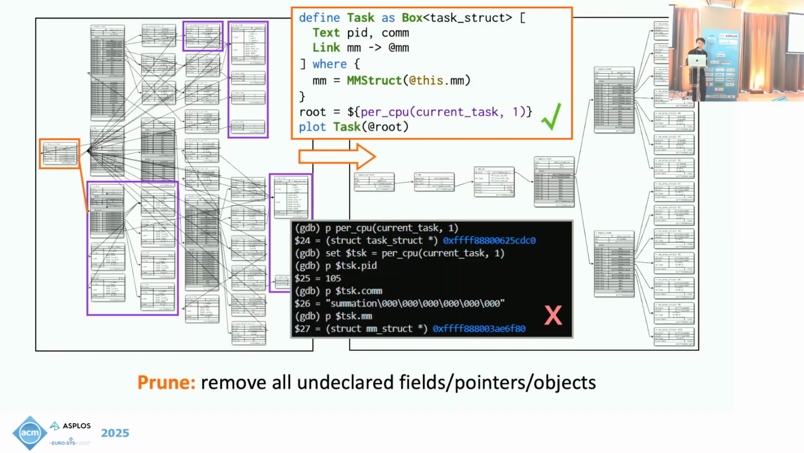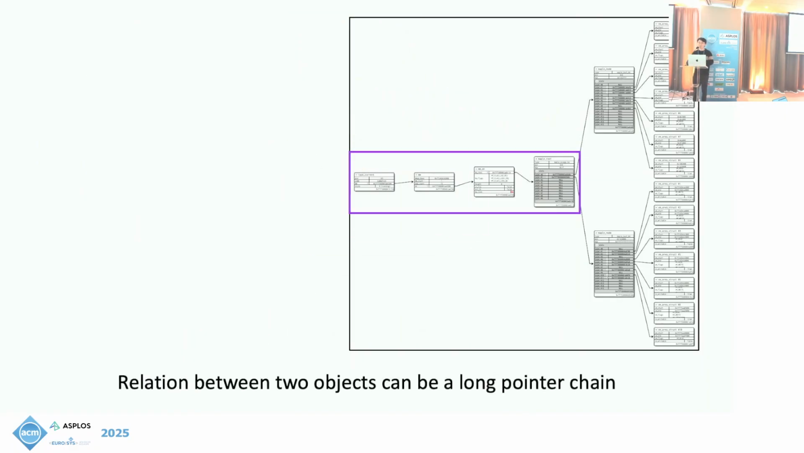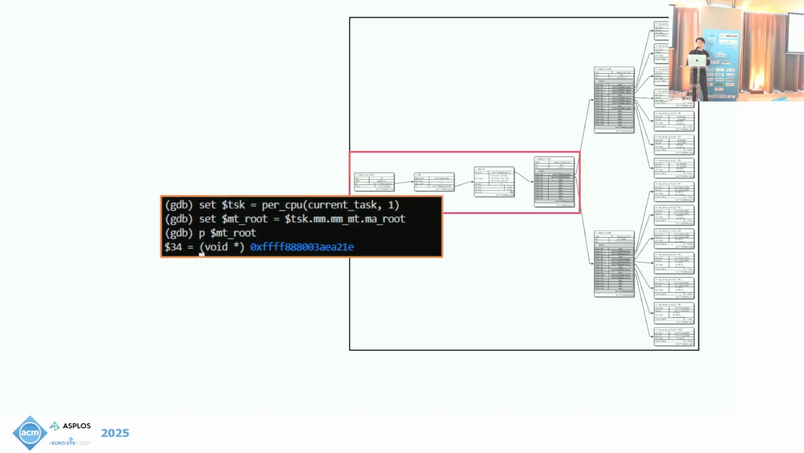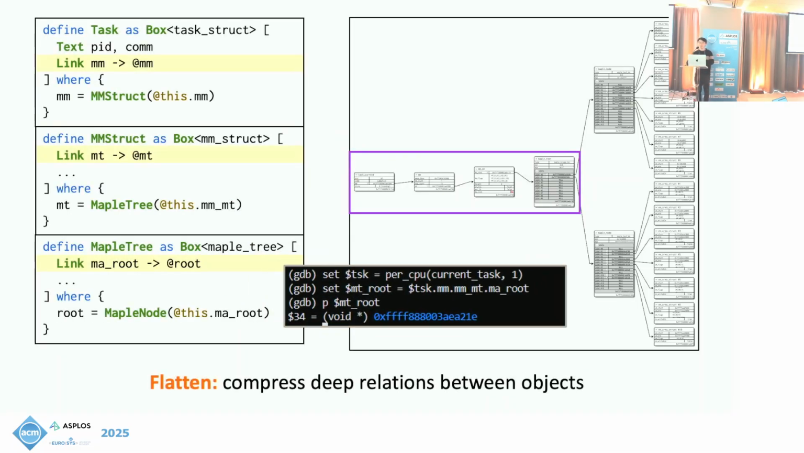In this way, we can simplify the kernel state and help developers focus on the objects that are only related to our task. Secondly, due to the complexity of the Linux kernel, the relation between two objects can sometimes be a long pointer chain, and such a chain will cross many intermediate objects that might be irrelevant to our debugging task. When we are using GDB, we ignore such intermediate objects, and we are only concerned about the source and the target objects of such a long pointer chain.